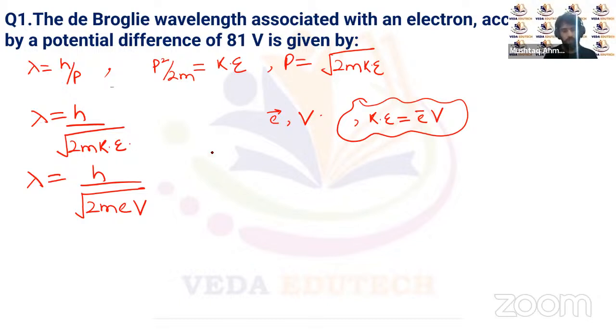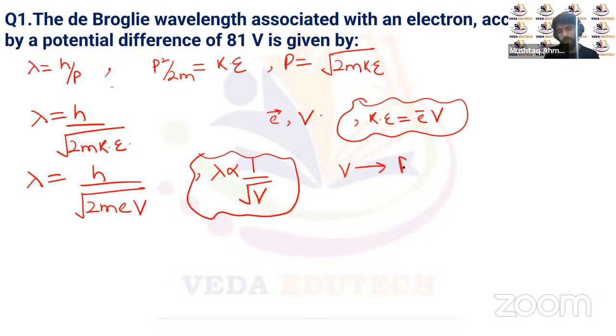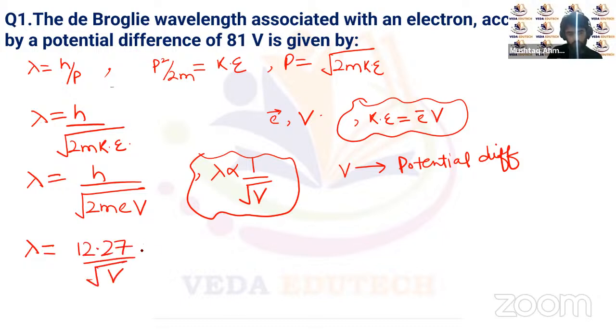From here you can say that the de Broglie wavelength for an electron is inversely proportional to the root of V, where V is the potential difference. Now we know that h is a constant, m is the mass of the electron, and e is the charge of the electron. All three quantities are constants for the electron. So if we calculate the values of all these constants, we can write the de Broglie wavelength as 12.27 upon root of V, in the units of angstroms.